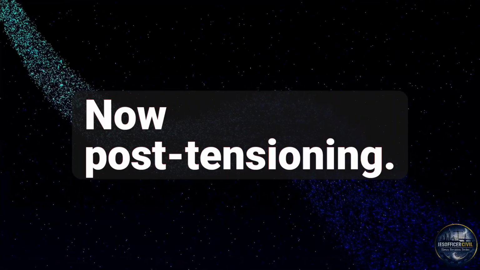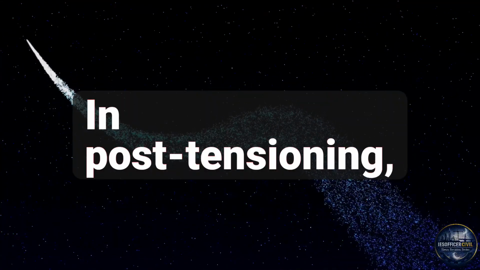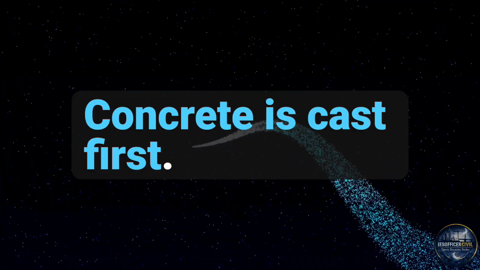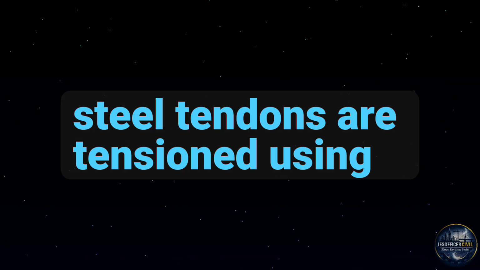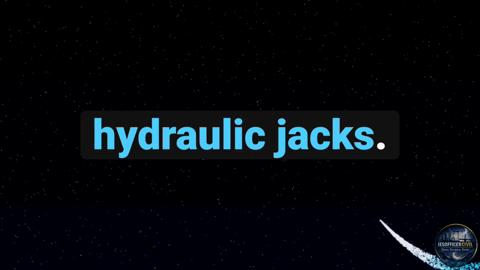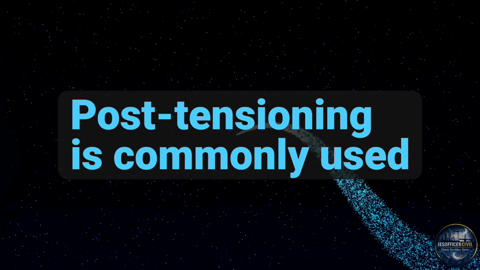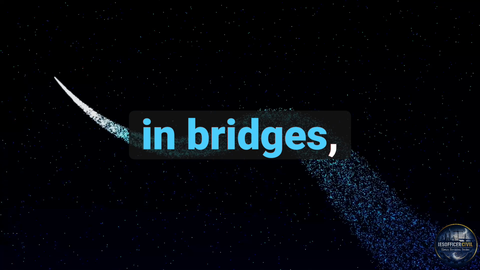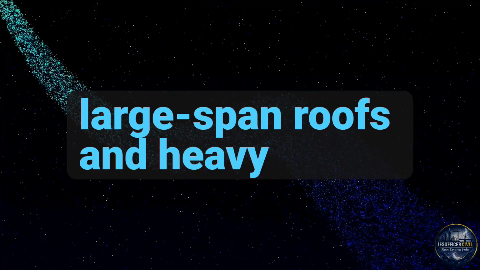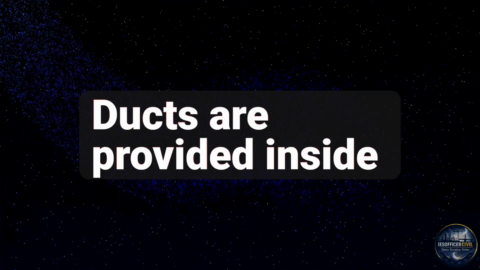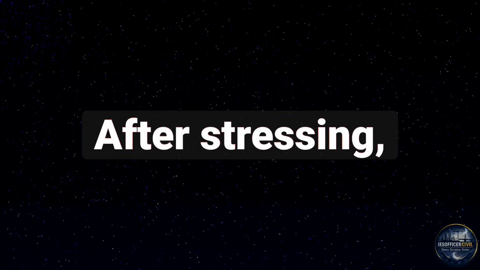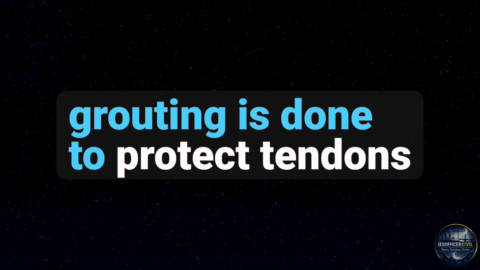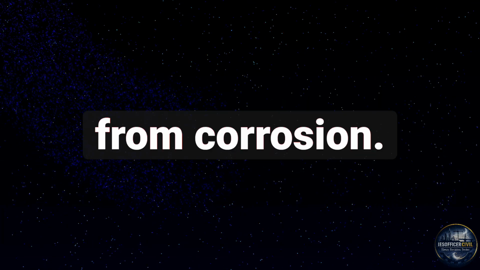Now post-tensioning. In post-tensioning, concrete is cast first. After concrete hardens, steel tendons are tensioned using hydraulic jacks. Post-tensioning is commonly used in bridges, large span roofs, and heavy structures. Ducts are provided inside concrete for tendon placement. After stressing, grouting is done to protect tendons from corrosion.